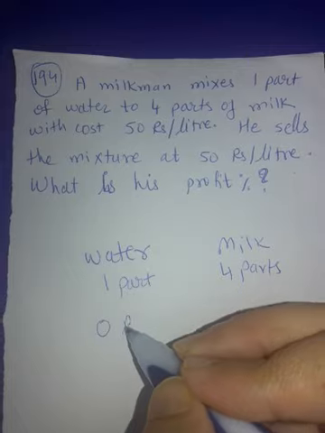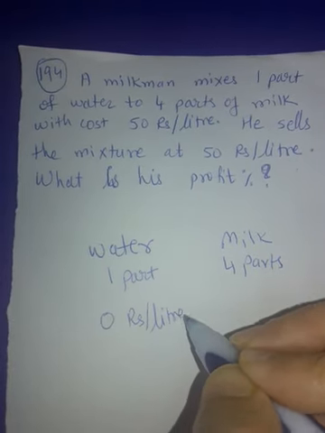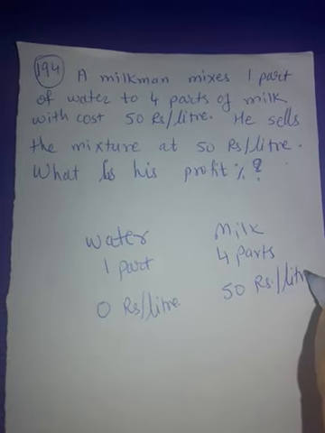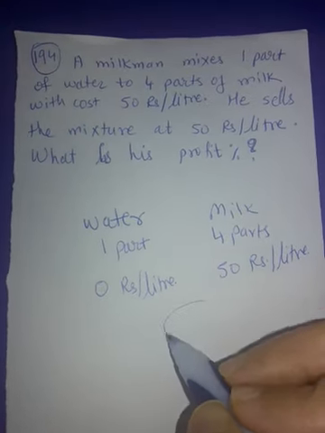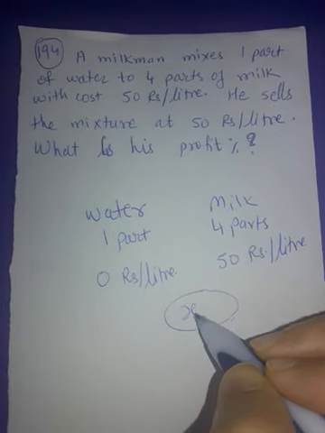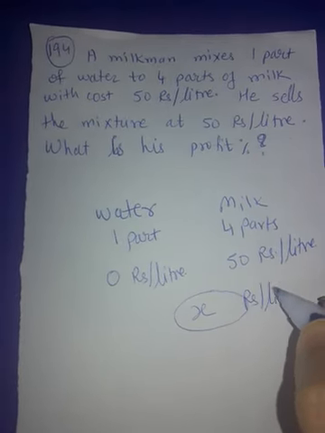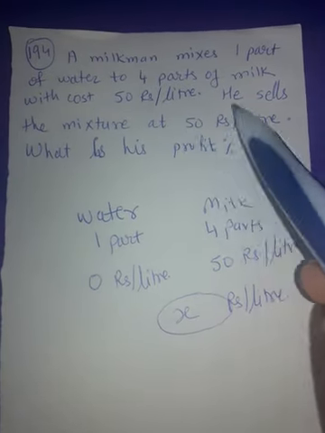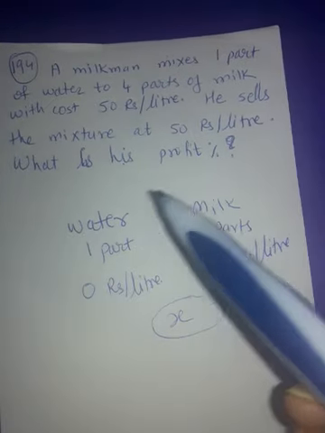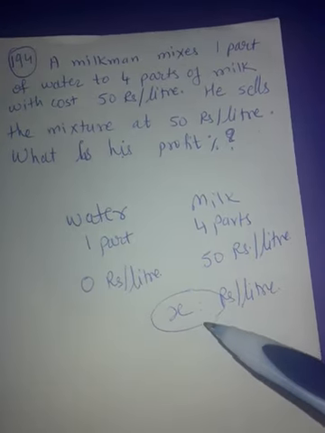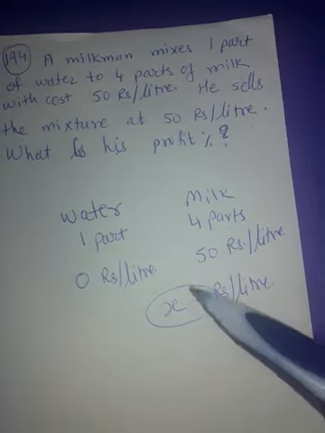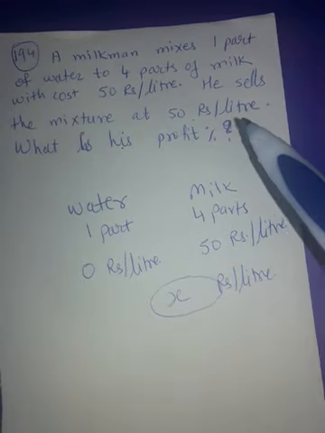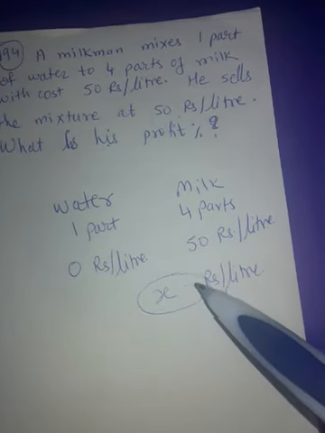Cost of this is 0 rupees per liter, that I must assume. Cost of milk is given to me, 50 rupees per liter. Mean cost is not given to me. Let me assume it as x rupees per liter. This is the cost. What is given to me? He sells at 50 and I need to find the profit percent. Once I get the cost price, only then I can find the profit. I will have the cost price, I will have the selling price, and only then I'll be able to find the profit. So I need to find x.